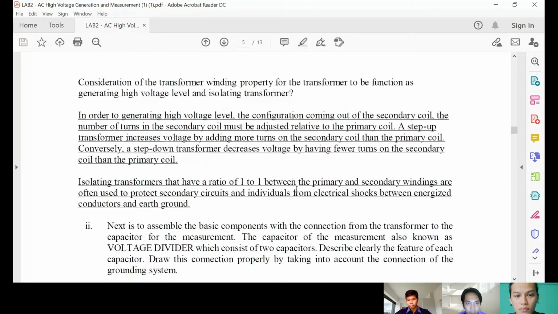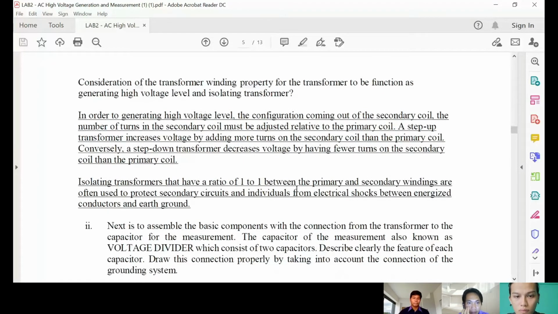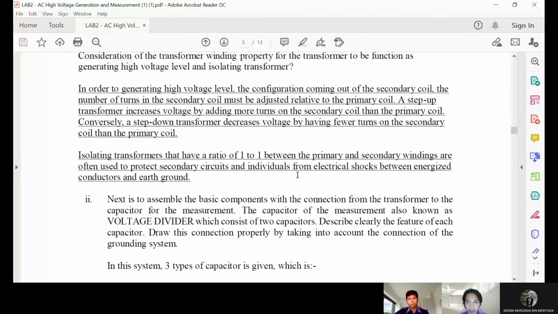Asyraf, we will go to the consideration of the transformer winding property. The transformer functions for generating high voltage and as an isolating transformer. In order to generate a high voltage level, the number of turns in the secondary coil must be adjusted relative to the primary coil. As you know, a transformer has 2 parts, primary and secondary. A step up transformer increases voltage by having more turns on the secondary coil than the primary coil.